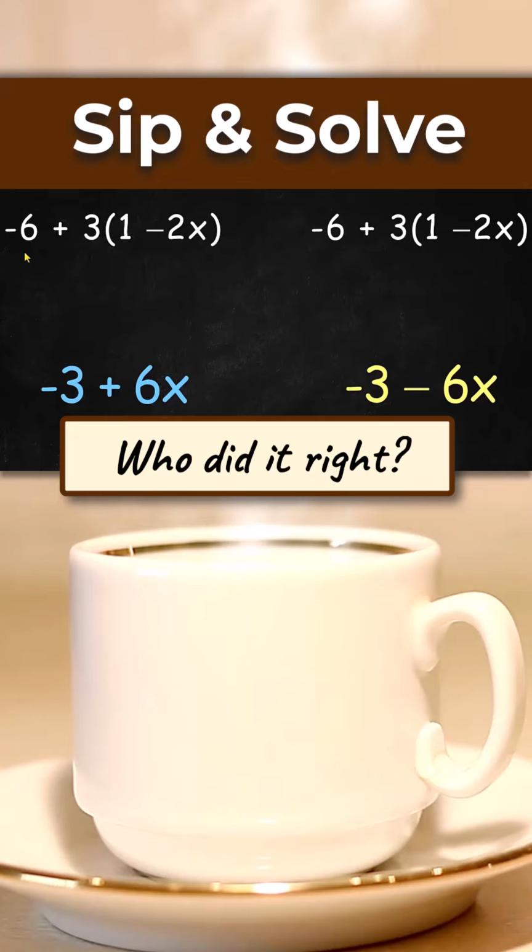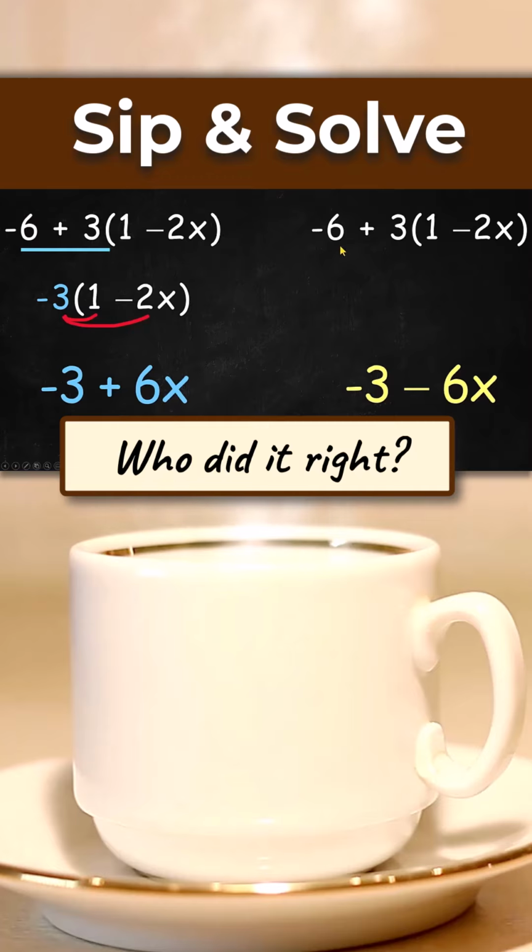So this first person started with -6 plus 3 and got -3 times the quantity 1 minus 2x. Then they did the distributive property. -3 times 1 is -3, and -3 times -2x is a positive 6x.